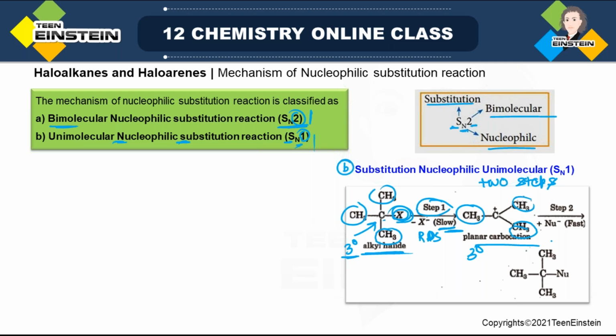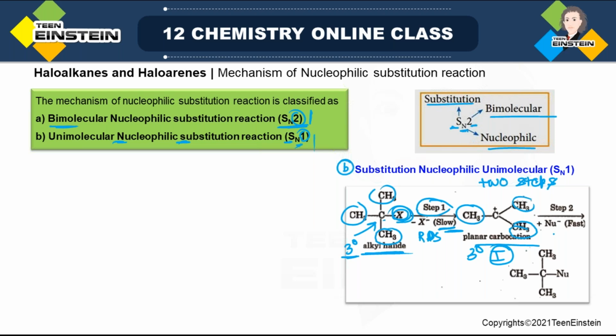Because here our purpose is to make the intermediate. This is the intermediate, I am writing I in short. Intermediate means which is not the final product, but it is formed in the reaction medium. It is not very stable, but compared to the transition state, it is more stable.